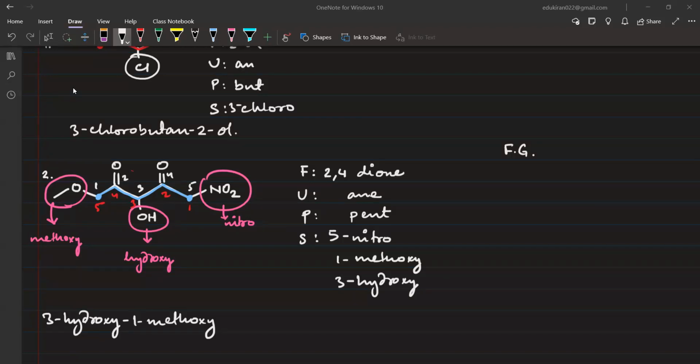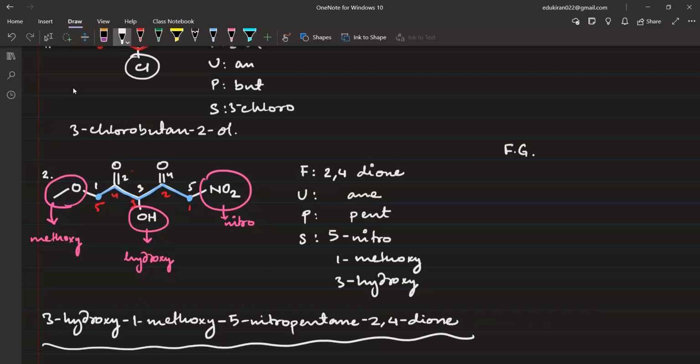Yes, sir. Understood. Understood now? Okay. So 3-hydroxy, 1 methoxy, and then you will have 5 nitro, pentane, 2,4 dione. Okay. Even though if you look, this is a so big name, but when you do it in a very sequential way, part-wise, then it becomes very easy.